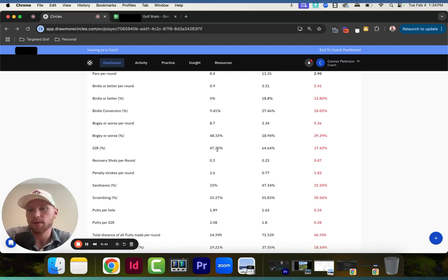And then we can just say, hey, if we change one of those variables, like for example, right now we've got 47% greens in regulation. If we had 3 more attempts to hit the ball on the green by not hitting the ball out of bounds, what would that do to greens in regulation? They would have a substantial jump, not by becoming a better iron player, but simply by hitting more greens.